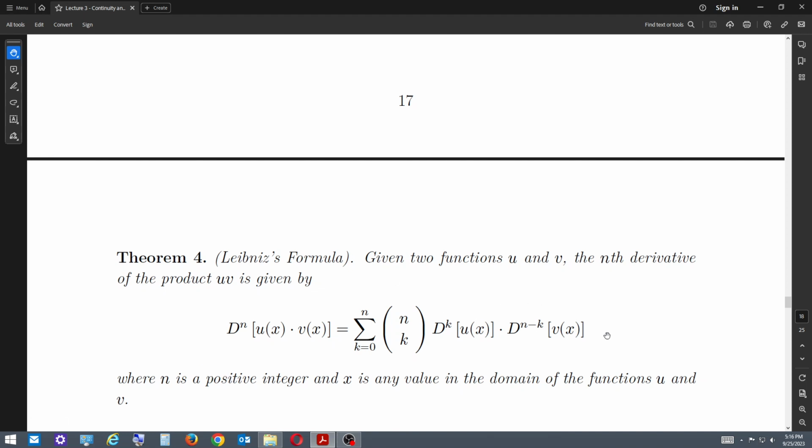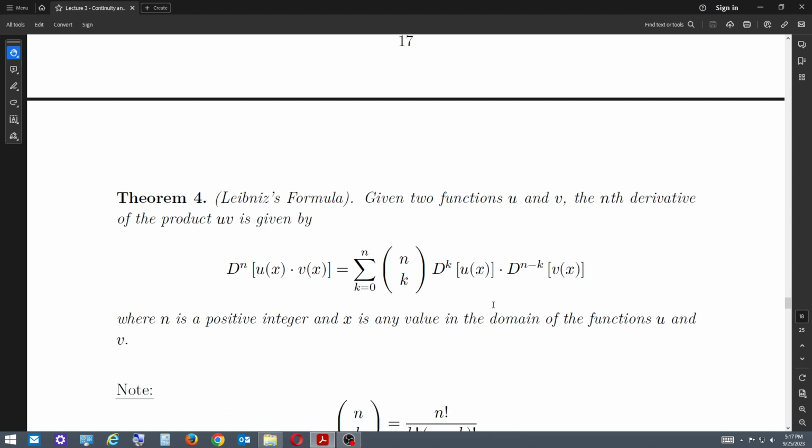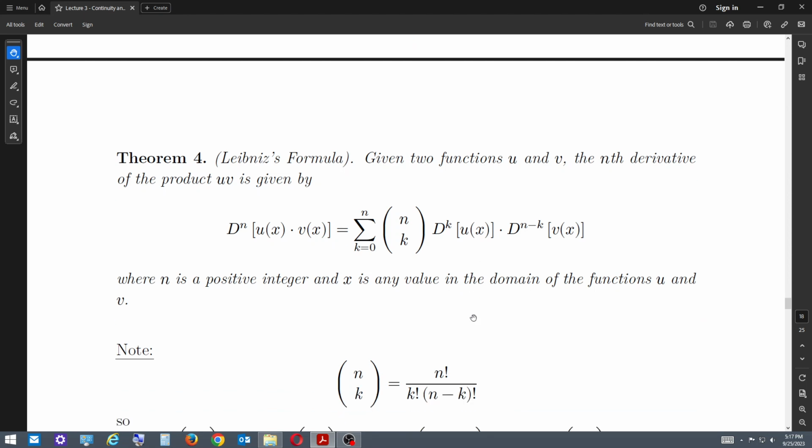Right, so this is what the formula says, where n is a positive integer and x is any value that is in the domain of both functions u and v. Alright, so this looks a little complicated, but it will be much more straightforward once we try to use it.